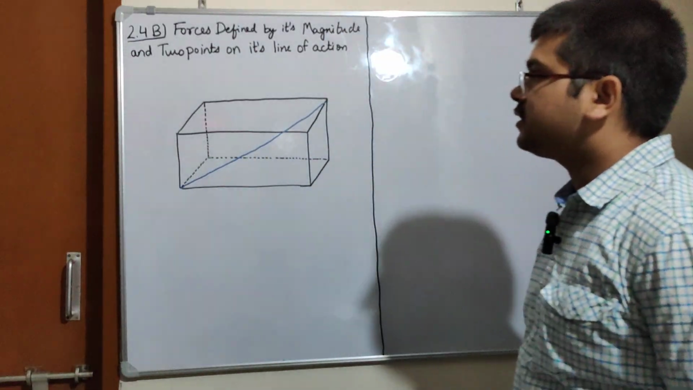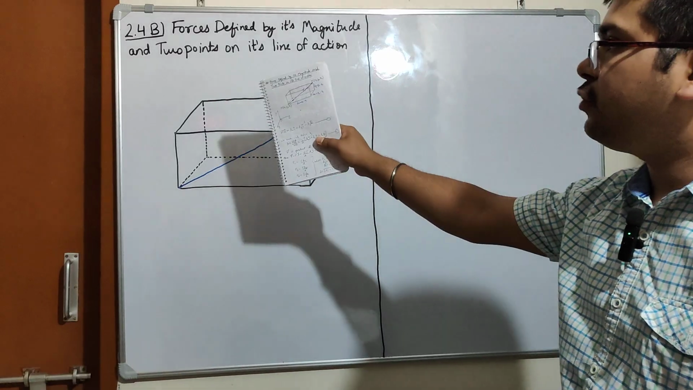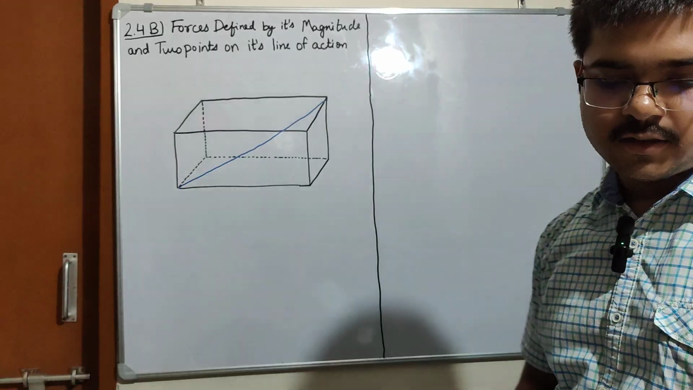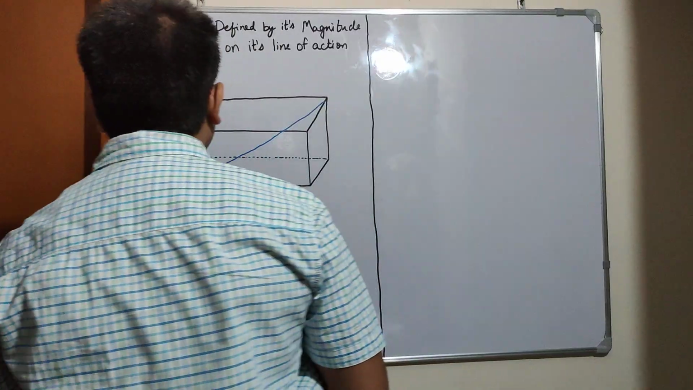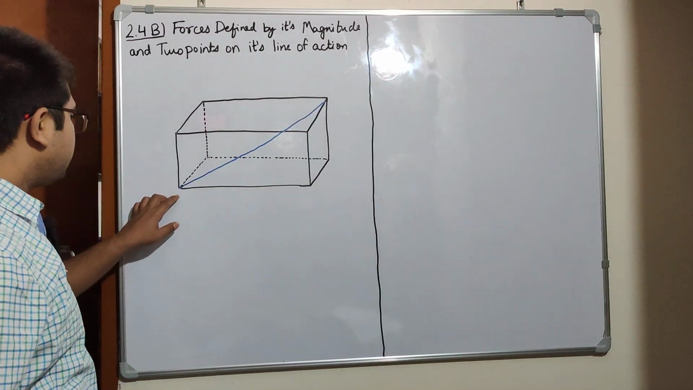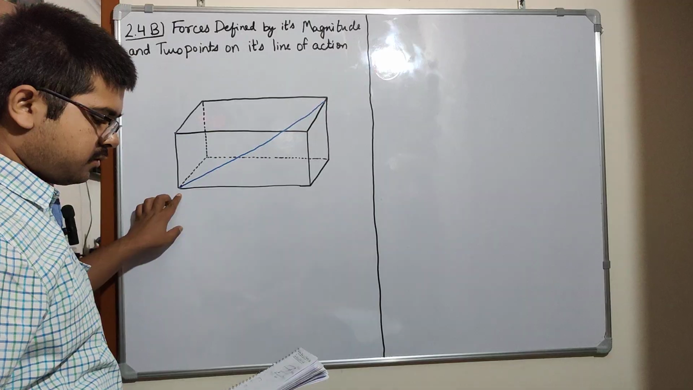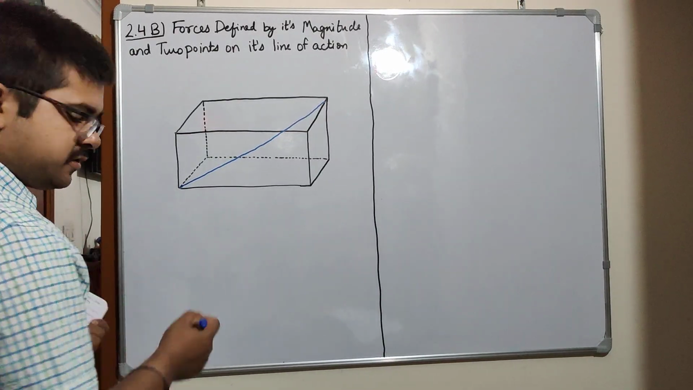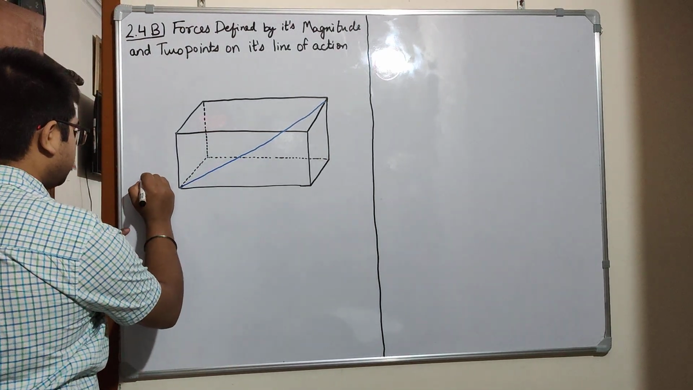Today we will be studying forces defined by its magnitude and 2 points on its line of action. What this means is that I have a force F here, and this is our x, y, and z axis.